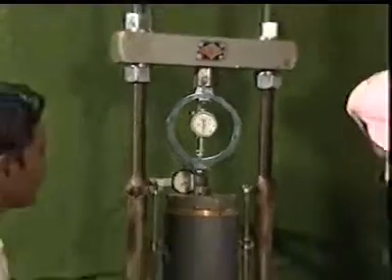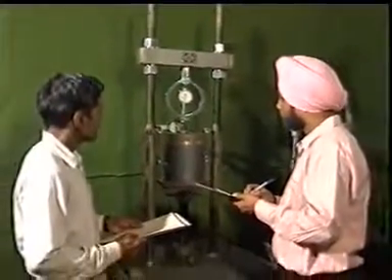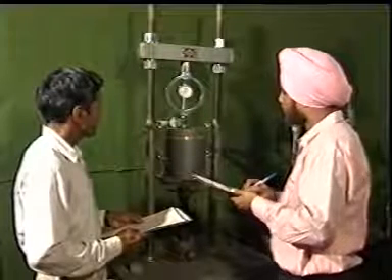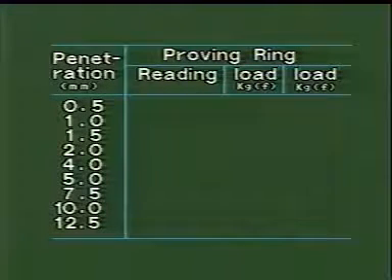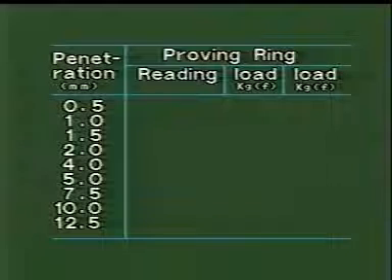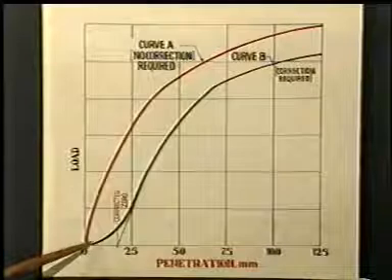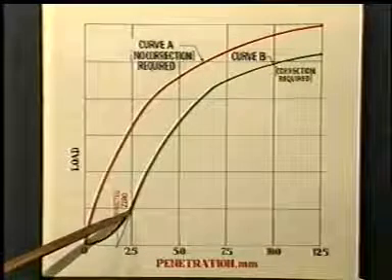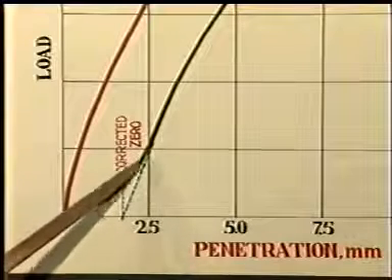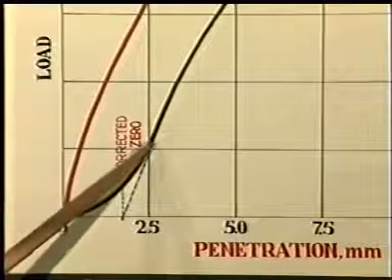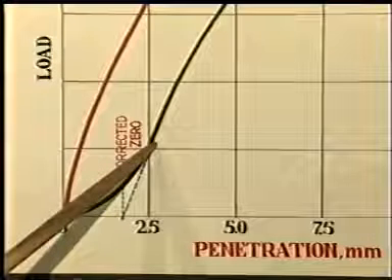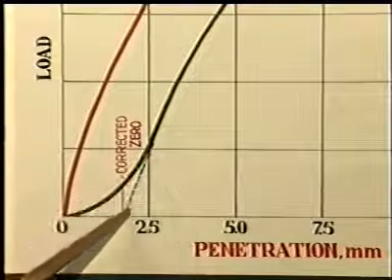Note down the readings on the proving ring corresponding to a penetration of 0.5, 1, 1.5, 2, 2.5, 4, 5, 7.5, 10 and 12.5 millimeters. Sometimes the curve may exhibit a concavity in the beginning, in which case a correction is to be applied as shown.